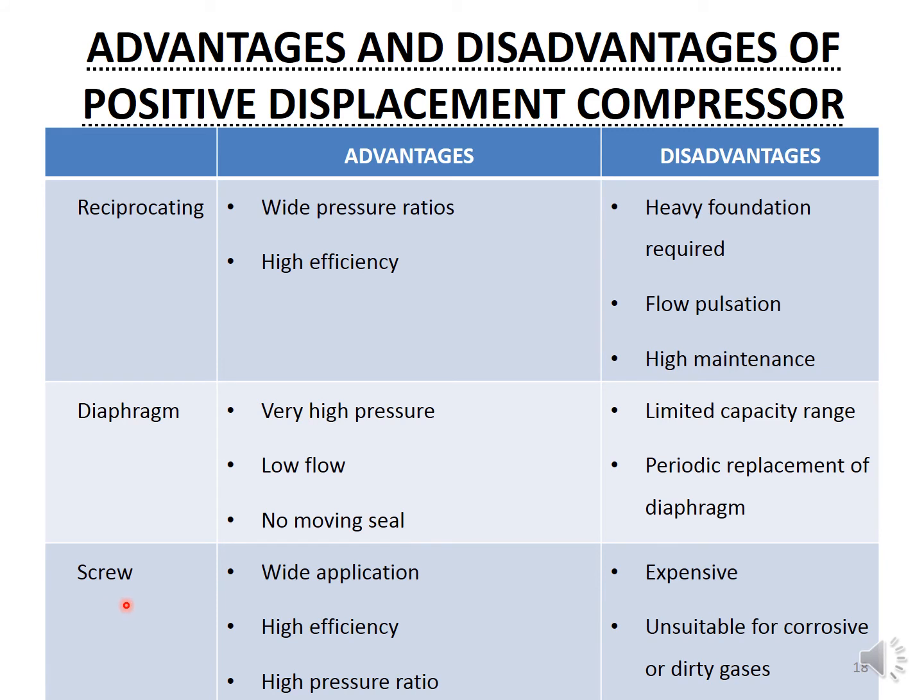Now screw compressor: wide application, high efficiency, high pressure ratio, but expensive and unsuitable for corrosive or dirty gases, because the clearance is very small. If it is corrosive or dirty gases, it will destroy the compressor. So these are the advantages and disadvantages.